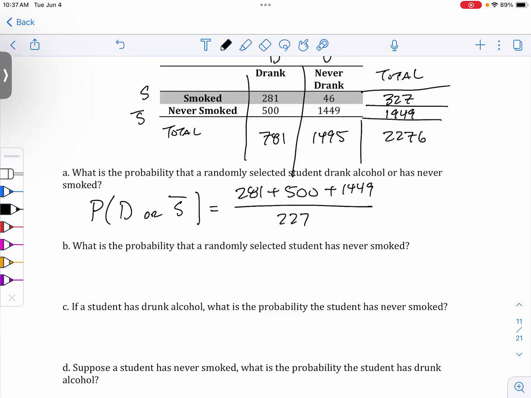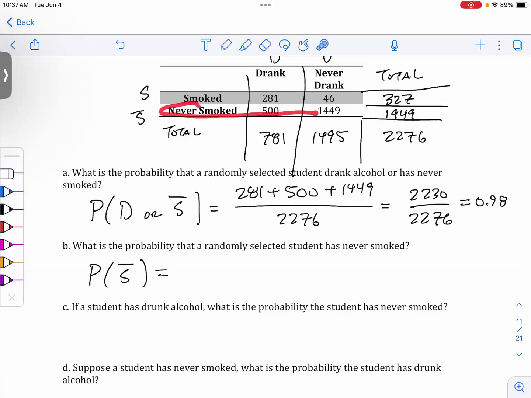And this is out of everyone, 2276, which then gives us 2230 out of 2276, 98%. What is the probability that a randomly selected student has never smoked? Oh, good. Well, we already have that one. Never smoked. That's just the total here. So 1949 out of 2276, which gets us 86%.